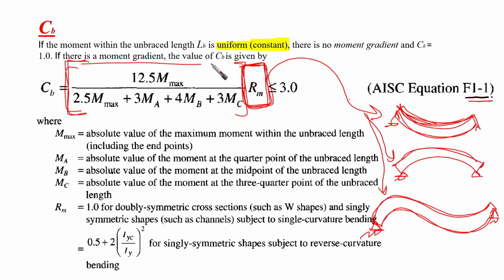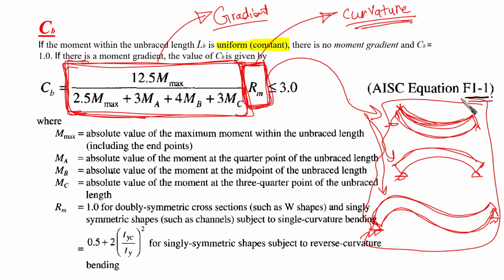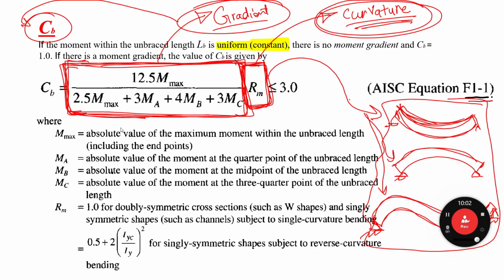So one part, the fraction here, deals with the gradient, telling us whether the moment is uniform or not. However, the second part, Rm, is dealing with the curvature itself, whether it is single or double curvature. Based on the single or double curvature, and whether there is uniform or gradient moment, both elements are going to contribute in developing CB. So we need to take both of them into consideration, and CB represents both elements together.